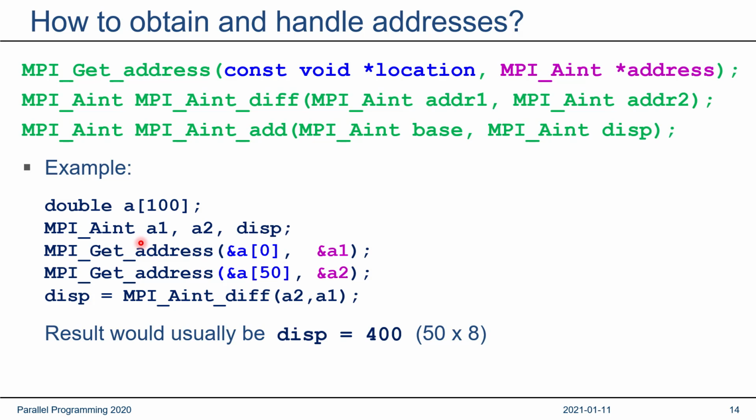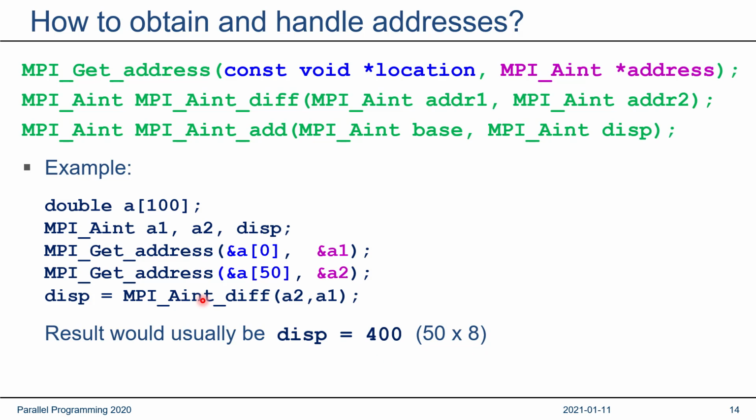What we need is 3 objects of type MPI_Aint, A1, A2, and disp, and A1 and A2 are used in MPI_Get_address calls to get hold of the addresses of A[0] and A[50] just by supplying the actual base language pointer as a first argument and the address of the Aint object as a second argument. So after these two get address calls, we have the two MPI addresses of those two elements in A1 and A2, and then we'd like to calculate the difference. This is done with MPI_Aint_diff, and the result is in disp. Usually the result would be 400, which is just 50 times 8.